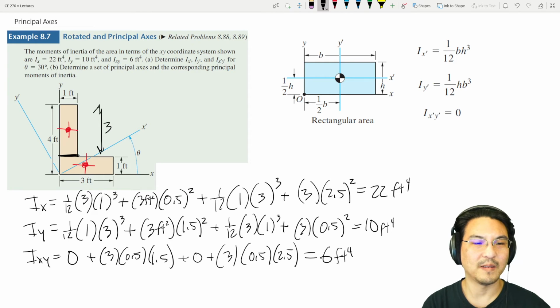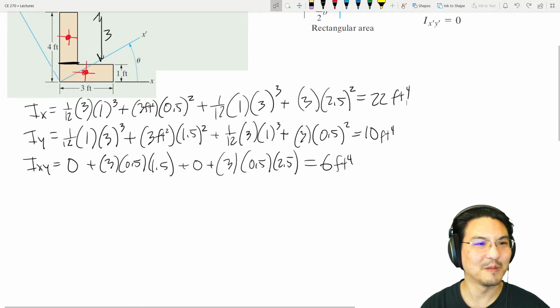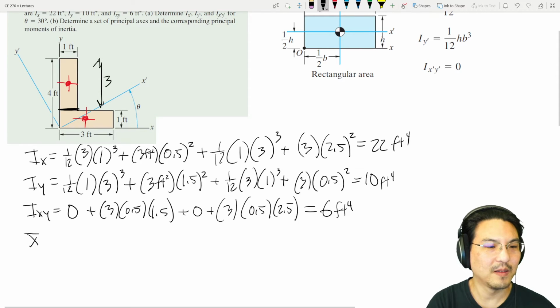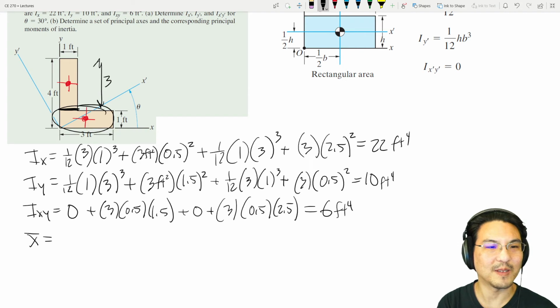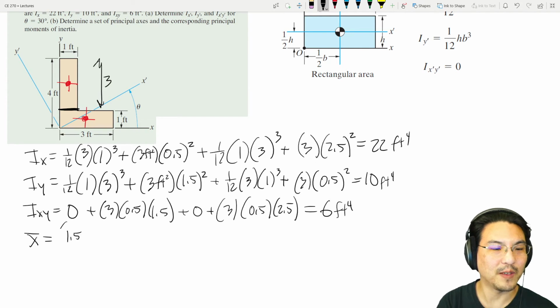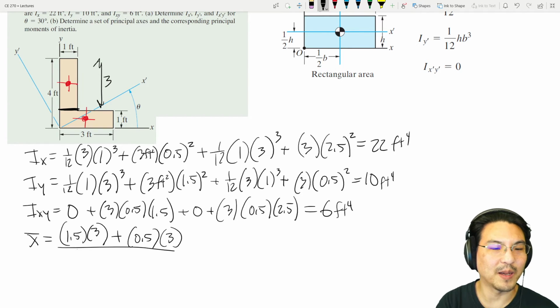Okay, now that's about these axes, but let's get it to the centroid. But where's the centroid? So let's figure out where the centroid is. So it's an area weighted mean position. So for this one, the centroid is at 1.5 feet times this area plus the x component of the centroid here is 0.5 times this area, divided by the total area.